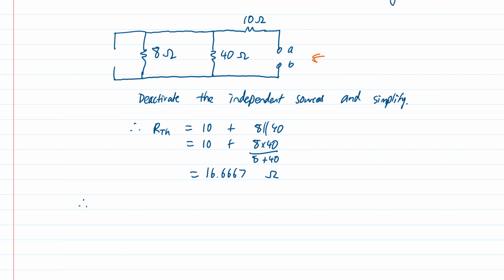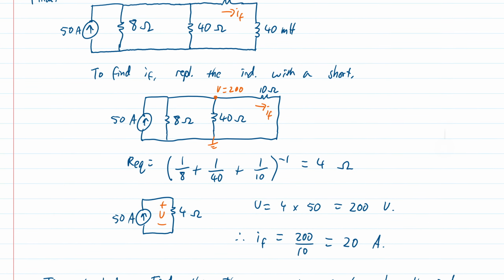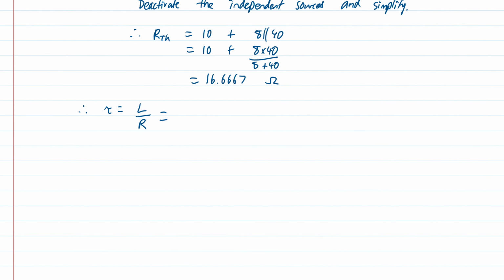So therefore we are ready to calculate the time constant. So my time constant for an inductive circuit is L divided by R. So my inductance was 40 millihenries. So that's 0.04 divided by the Thevenin resistance that I just calculated. And the answer is 2.4 milliseconds. 2.4 milliseconds as the time constant.